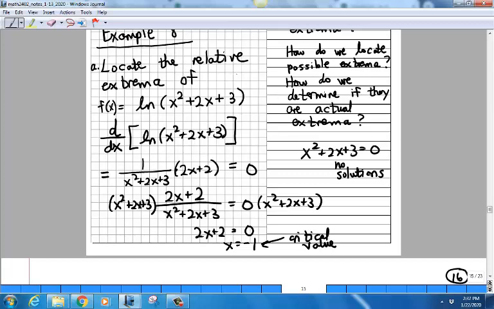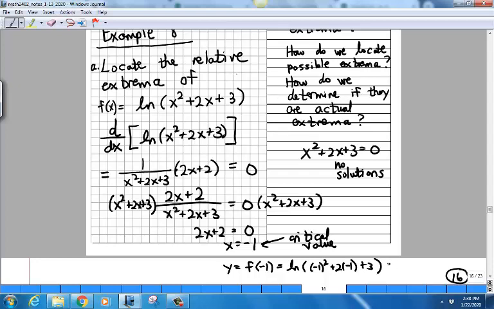Now, we've already seen on the graph that that really is a turning point. So we already are pretty convinced that we're going to have a local minimum, because that was a valley turning point. We're going to have a local minimum at x equals minus 1. What's the y coordinate then? What's the matching y value here? Well, take that and plug it back into the original function. In other words, compute f of minus 1. So that would be the natural log of minus 1 squared plus 2 times minus 1 plus 3.